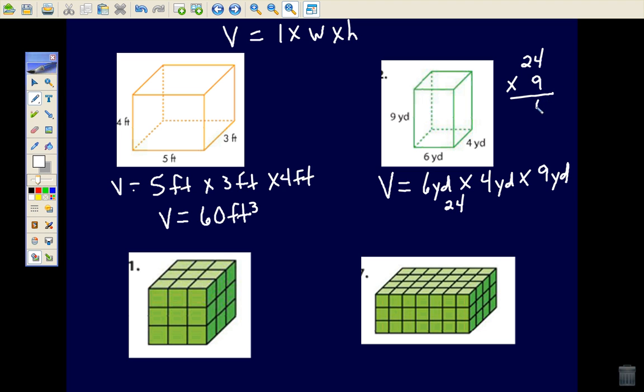4 times 9 is 36. Regroup that 3. 9 times 2 is 18, plus 3 is 21. So we get a volume of 216 cubic yards. You could have done the box method on this too.